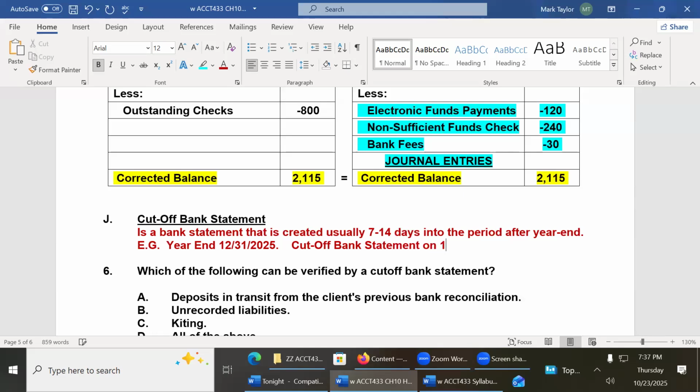So 1 dash, say, 10/2026. So you maybe go 10 days into the next period. You have a cutoff bank statement as if it's only for the first 10 days of the next period. And this is sent directly to the auditors.